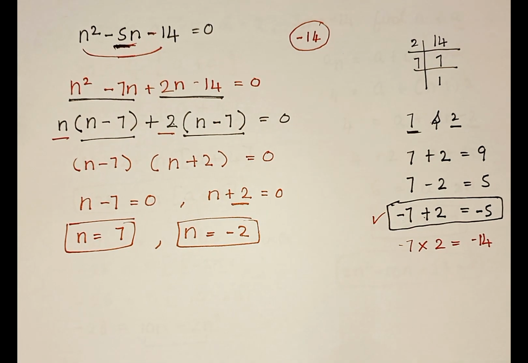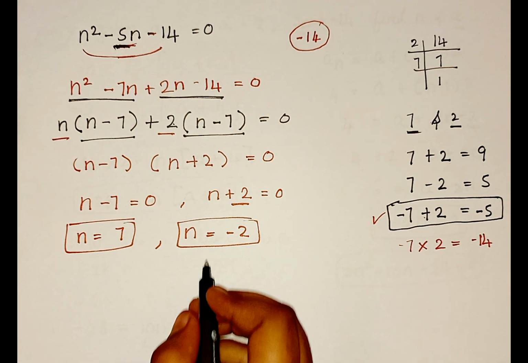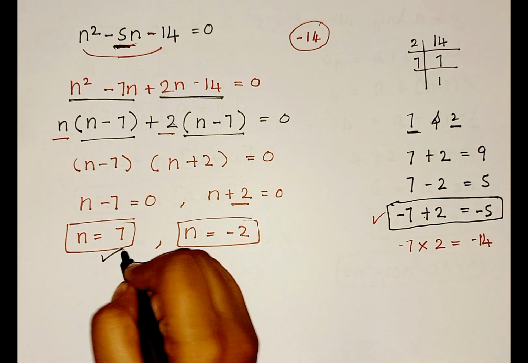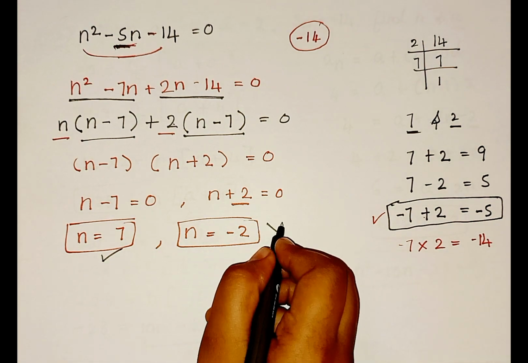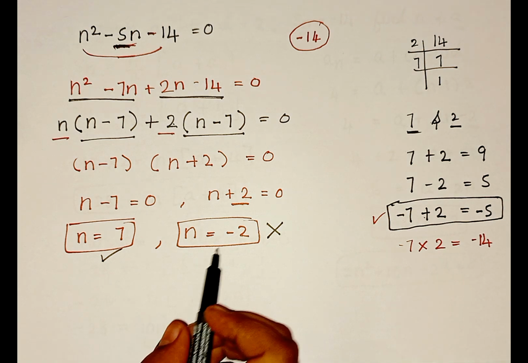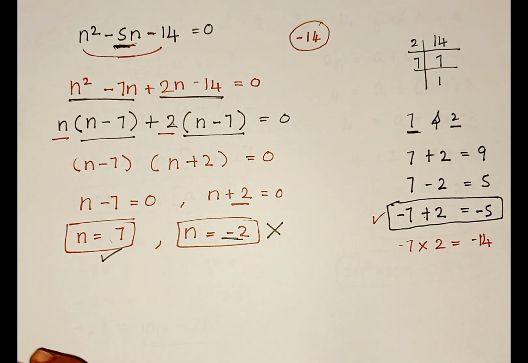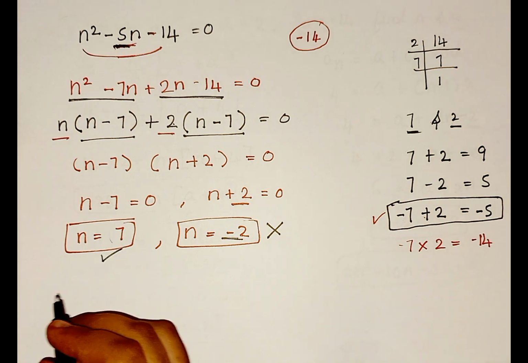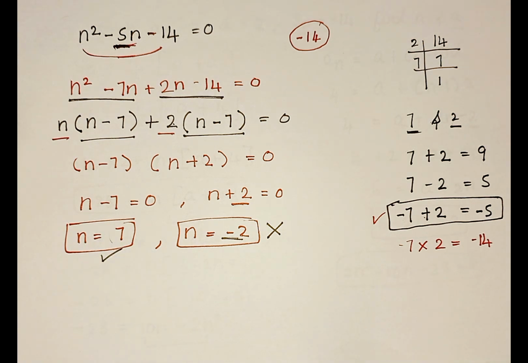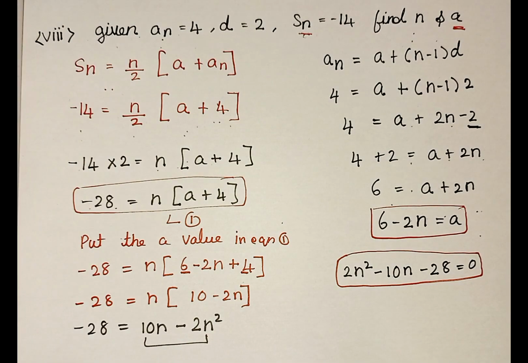Alright guys, now since we got 2 n values, I am going to take this n value and I am going to reject this n value. Why? Because here we have the negative form. So it is better to take positive. Remember that. So finally we got the n value, but according to the question we have to find the a value as well, isn't it? So I'll just show you guys.